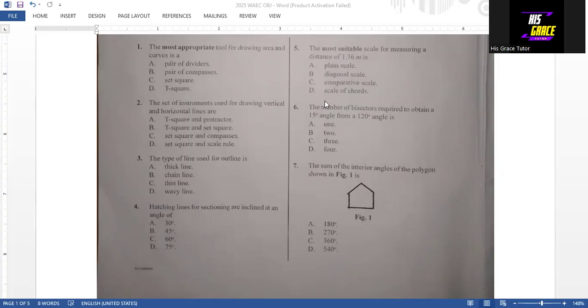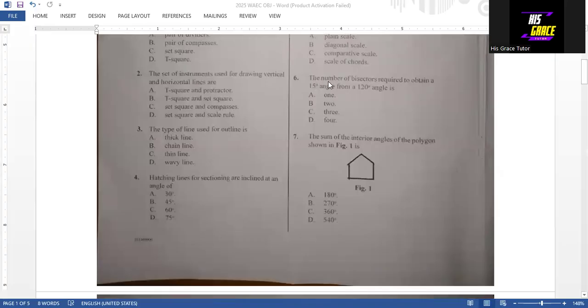All right, so now let's move to question 6. The number of bisectors required to obtain a 15-degree angle from a 120-degree angle is 3. That is option C, the answer to question 6. Question 7, the sum of interior angles of the polygon shown in figure 1 is 540 degrees, because this is a pentagon. So the sum of angles in the pentagon is 540 degrees. So option D is the answer to question 7.